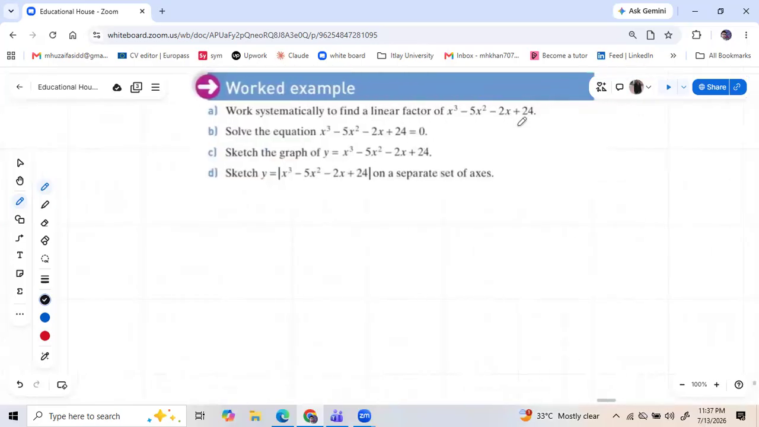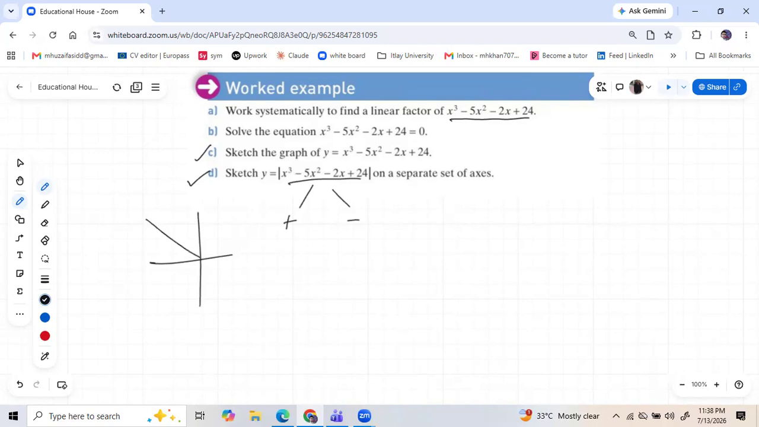Look at it here. Work this systematically to find the linear factors. So how can we find the linear factor or solve the equation of this one, sketch the graph? This is the absolute function, and the absolute function has two types, plus and minus, and with the help of this you have two graphs. Here you also make the graph, and we also discussed in the first chapter how we can make the graph of the absolute function of this type.